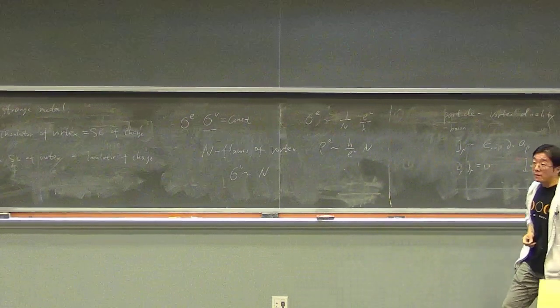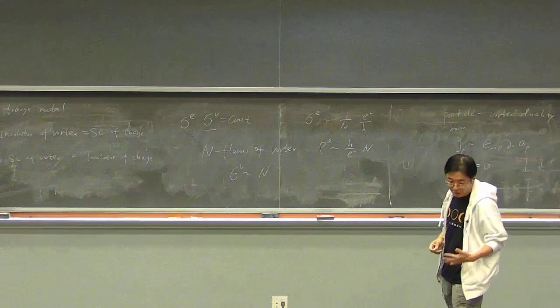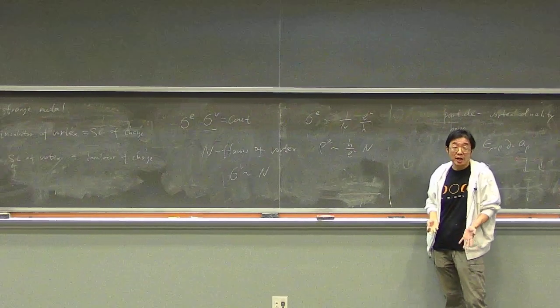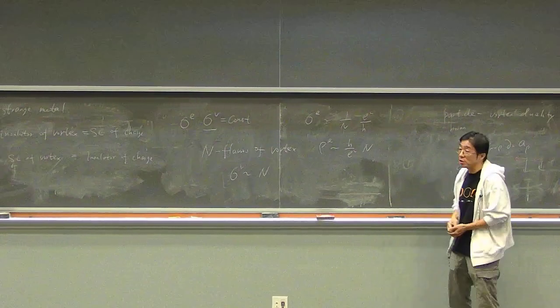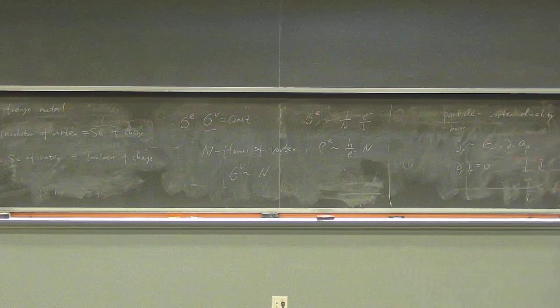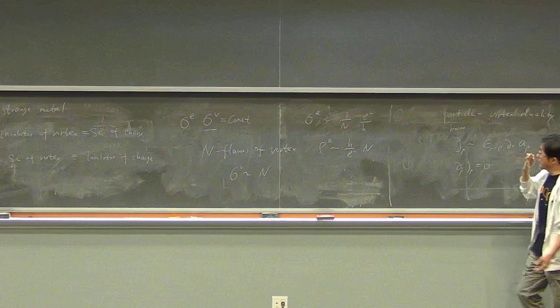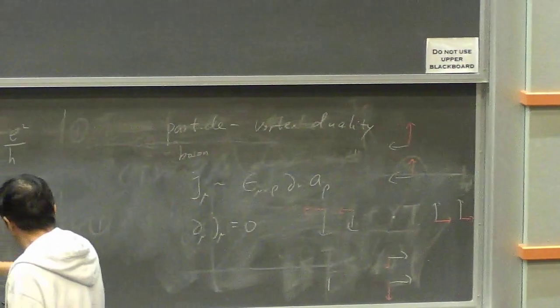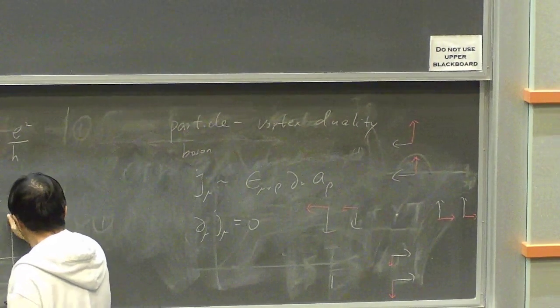So now you can wonder, how do I get many components of a vortex? It turns out that we can view the vortex as a particle. Suppose I have a momentum space. This is my momentum space for the vortex.